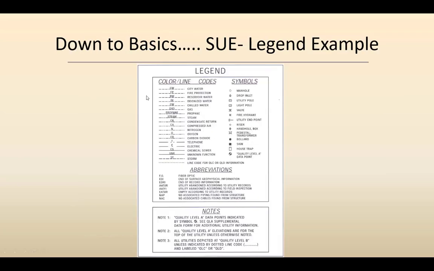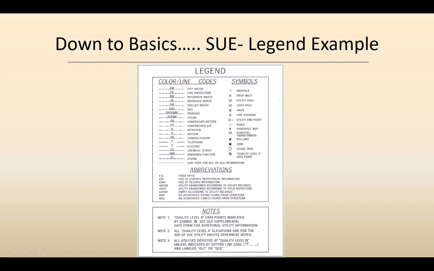So these are legend examples taken from ASCE 38-02, with different kinds of line types, symbols, abbreviations and notes. Quality level A data point is indicated by symbol, CQLA supplements data from all additional utility information. All quality level A elevations are for the top of utility unless otherwise noted. All utilities are depicted at quality level B unless indicated by dotted line code and labeled quality level C or D.